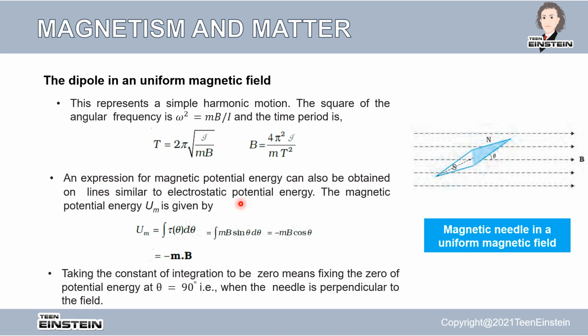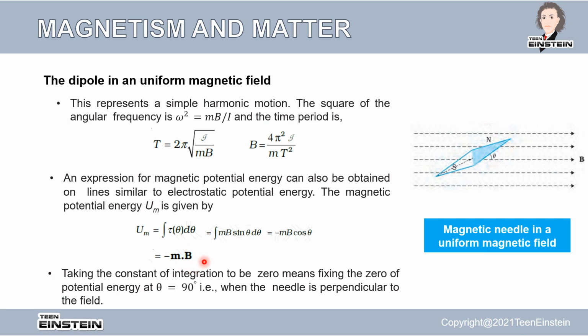An expression for magnetic potential energy can also be obtained on lines similar to electrostatic potential energy. We already calculated U for electrostatic potential energy when a dipole is kept in an electric field. Similarly, when a compass is kept in a magnetic field, the potential energy U_M is given by the integral of τ(θ) dθ, and so we get minus mB cos θ, otherwise minus m dot B. This is a dot product.